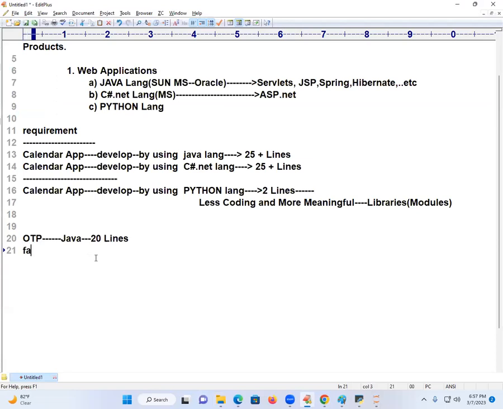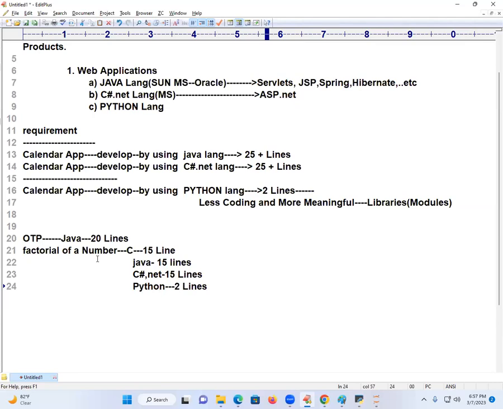I want to calculate the factorial of a number. In C language, at minimum I need to write 15 lines. In Java, you take it, 15 lines. In C#.NET, you take it, 15 lines. In Python, how many lines? 2 lines.